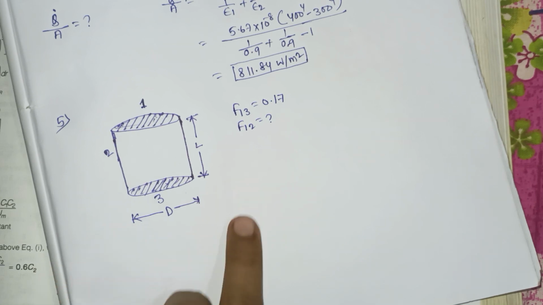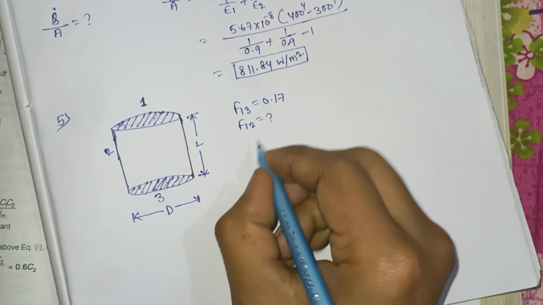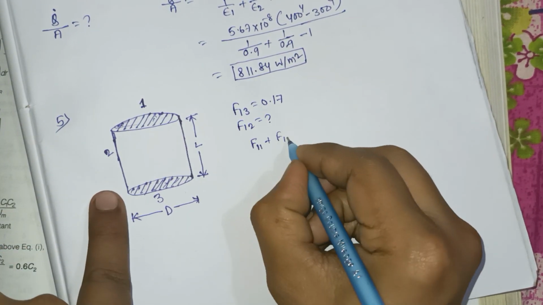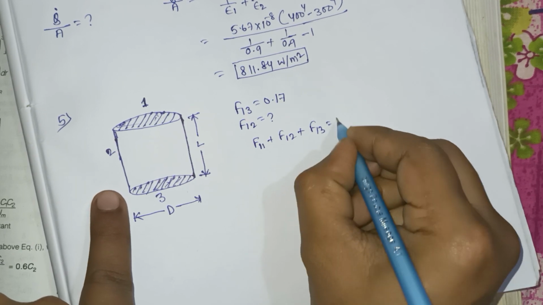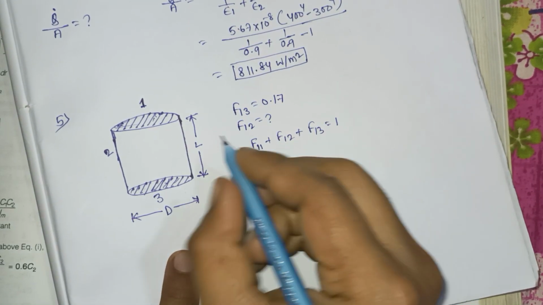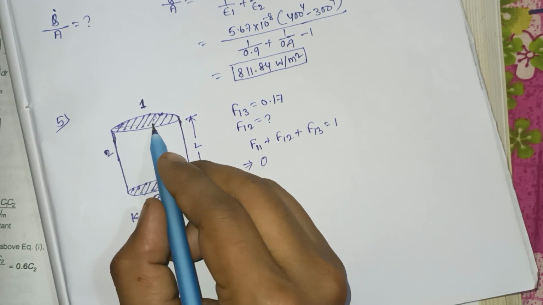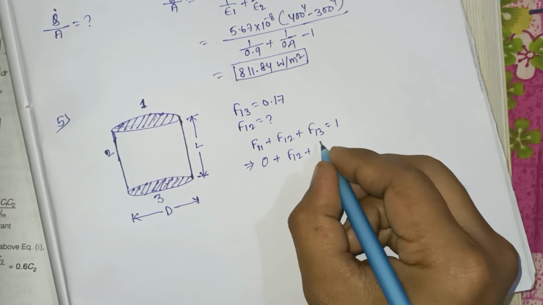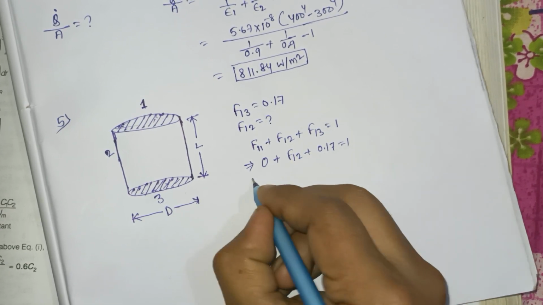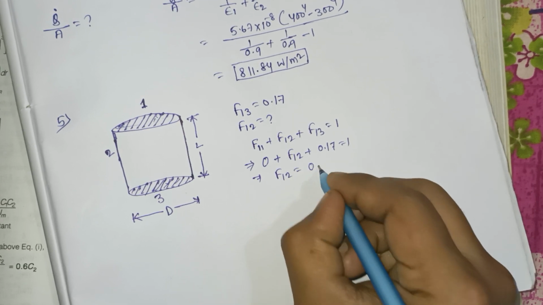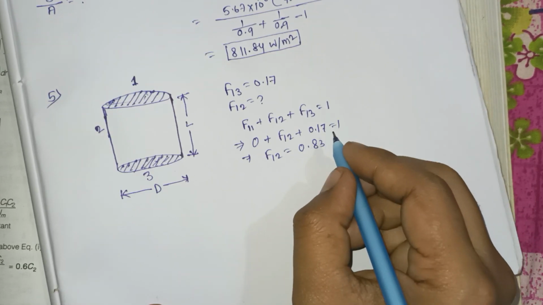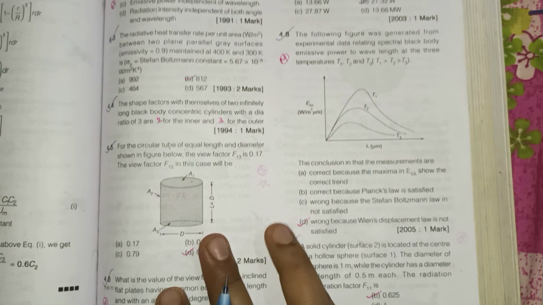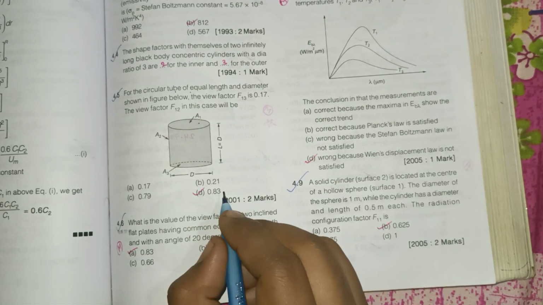Okay, so the formula is F11 plus F12 plus F13 is equal to 1. F11 is equal to 0, because this is a flat plate, that's why the view factor is 0. Plus F12, which you have to find out, and F13 that is 0.17, equal to 1. From here F12 is equal to 0.83. So this is the correct answer. 0.83 is the correct answer. Here, option D, that is 0.83, is the correct answer.